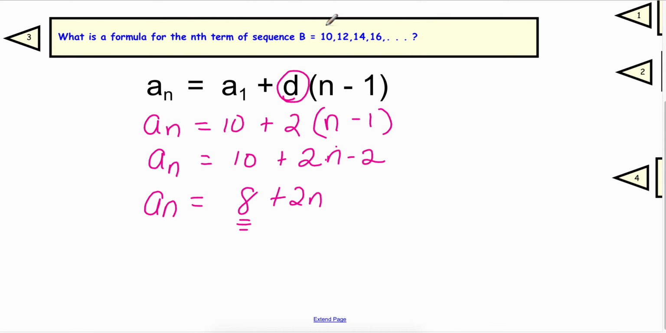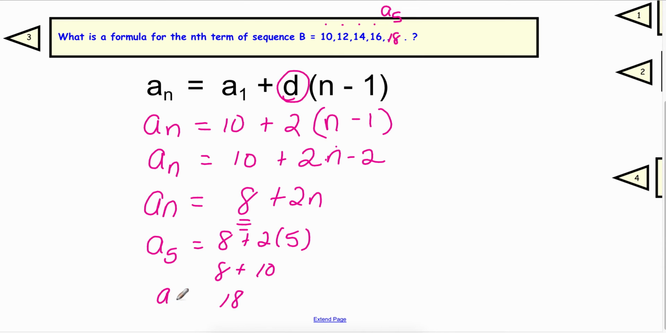So this is a sub 1, a sub 2, a sub 3, a sub 4. So we know a sub 5, if we just did basic math, should be 18. So let's see if that's right. I'm going to put a 5 in for n. And 10 plus, hey, look at that. Our fifth term is indeed 18.